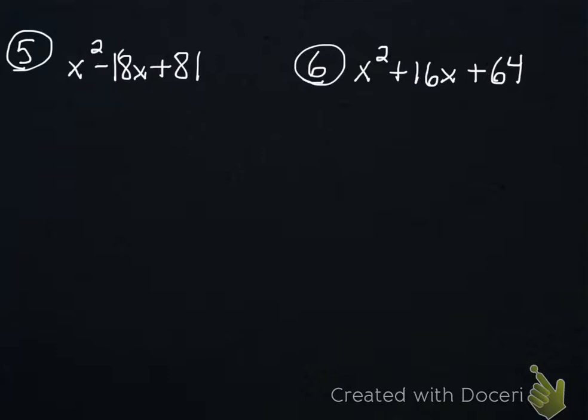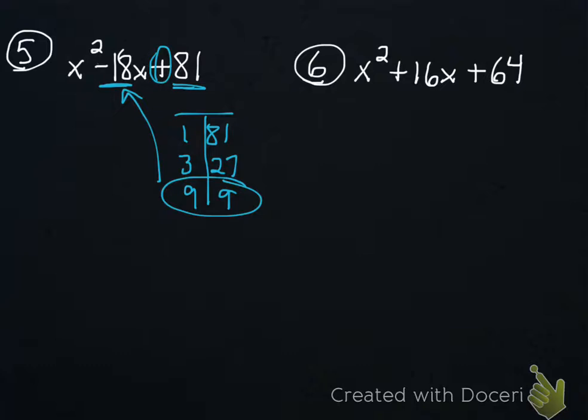Number 5, 81. Well, that's kind of a big number, but that's okay. 81's our constant. Doesn't have any x's with it. So I got 1 times 81, 3 times 27, 9 times 9. Those are my factors. The 81 is positive, so which one adds to give me my middle term, which is 18? Well, that's 9 times 9. 9 times 9 is 81. 9 plus 9 is 18.